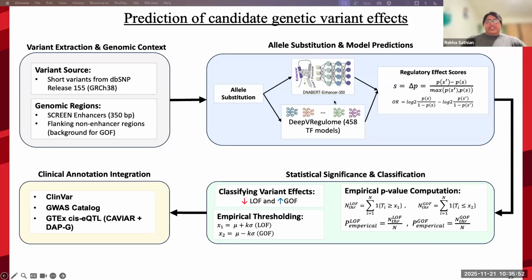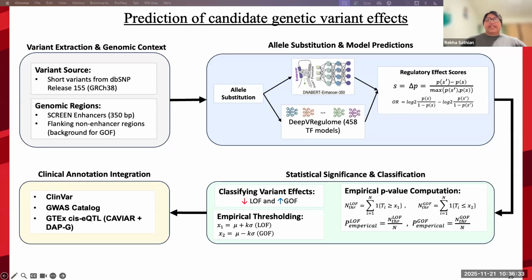Second, for each region, we substituted the alleles into the sequence and reevaluated the enhancer probability using our DNABERT-Enhancer 350 model. And for transcription factor binding sites within these enhancer regions, we repeated this allele substitution framework using Deep vRegulome, which contained hundreds of DNABERT models trained on ENCODE ChIP-seq data. This step led us to identify variants that directly disrupt the transcription factor motifs, providing mechanistic insight into how enhancer function might change.